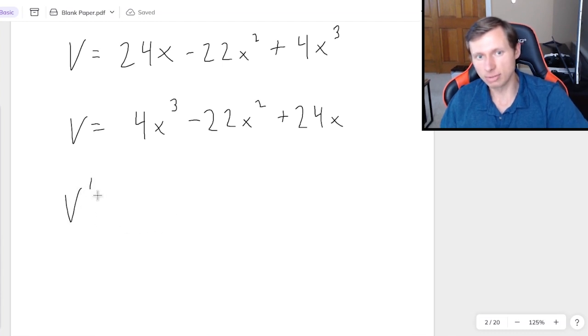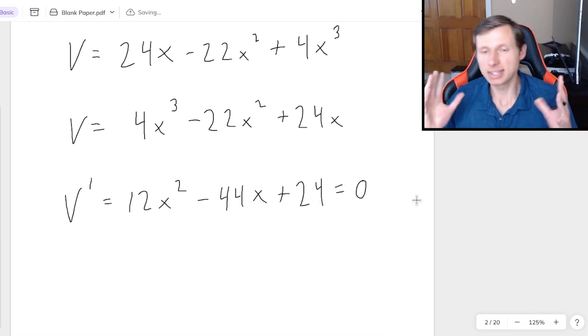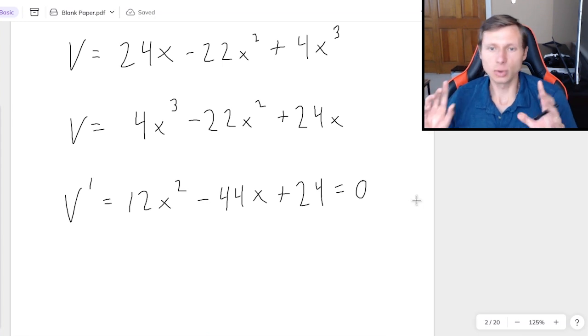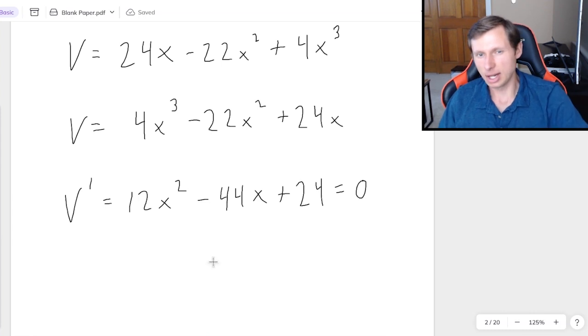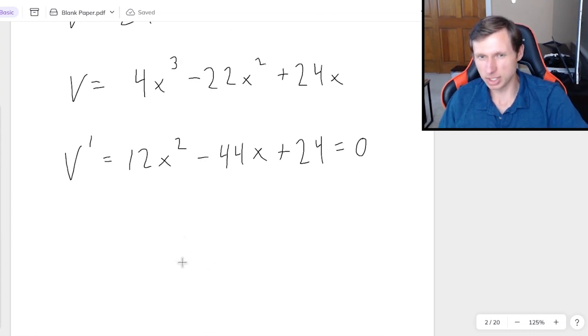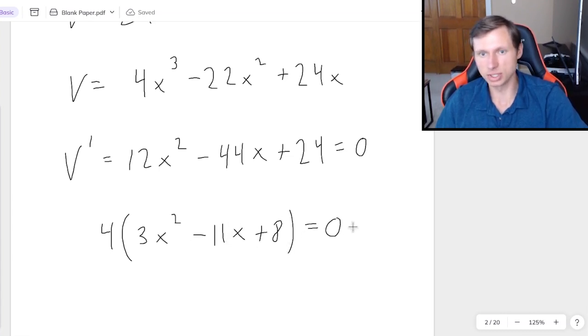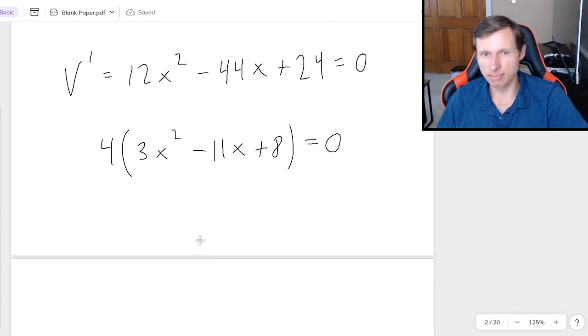So first derivative, that's going to be 12x squared minus 44x plus 24. We need to set this equal to 0. Now, if I did this right, and I think I did, there's only a few numbers that work really well for this problem. And I think I chose the right numbers, 8 inches by 3 inches. But we'll see. So first I'm going to factor out a 4, because all of this is divisible by 4, leaving me with 3x squared minus 11x plus 8 equals 0. And yep, it looks like I chose the magic numbers.